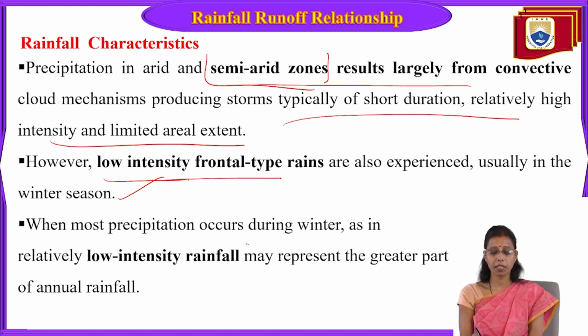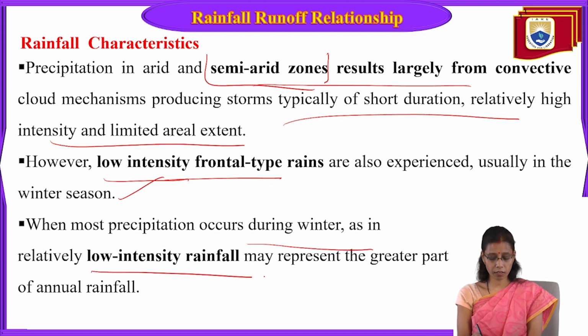When most precipitation occurs during the winter as relatively low intensity rainfall, the intensity of the rainfall will be very low, and it may represent the greater part of the annual rainfall. Low intensity means less rainfall will be there. With low intensity, the flow will be high.